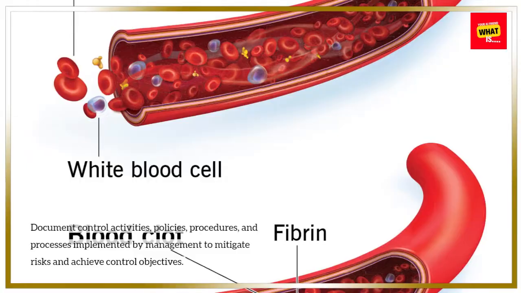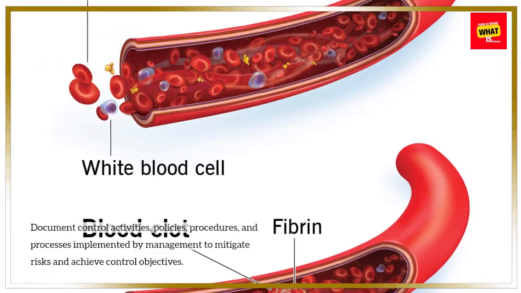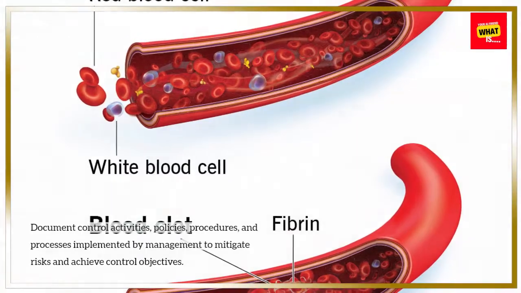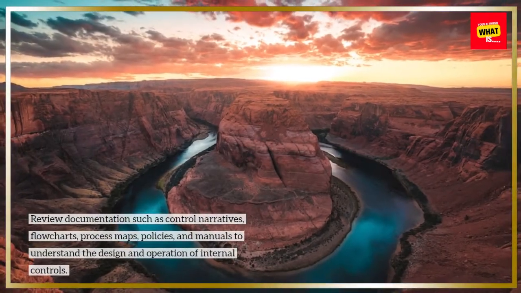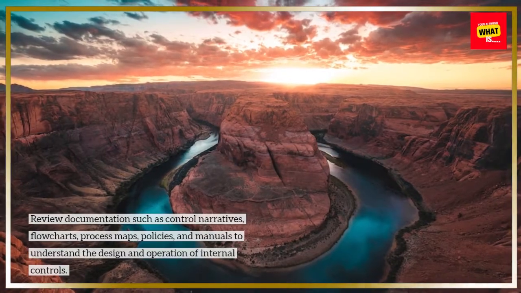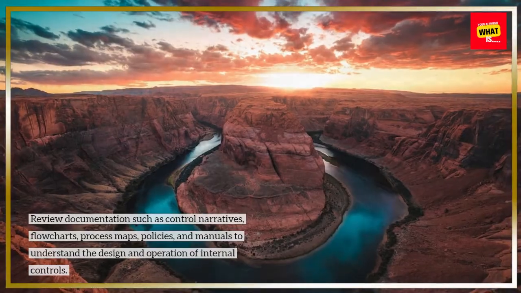Document control activities. Document control activities, policies, procedures, and processes implemented by management to mitigate risks and achieve control objectives. Review documentation such as control narratives, flowcharts, process maps, policies, and manuals to understand the design and operation of internal controls.